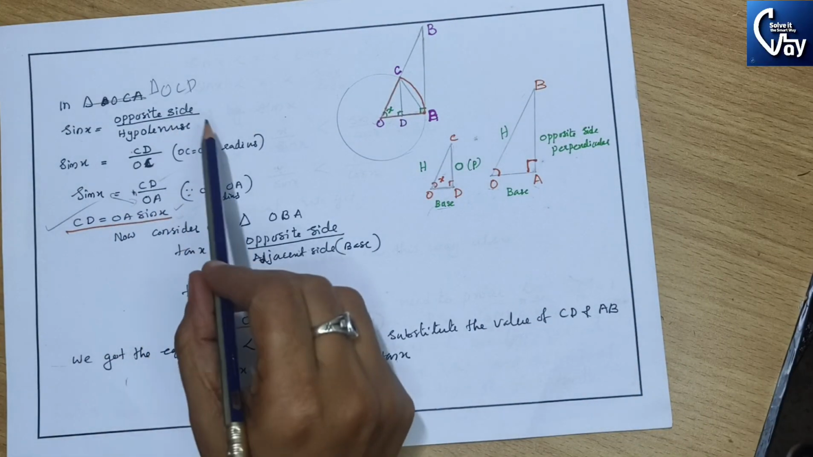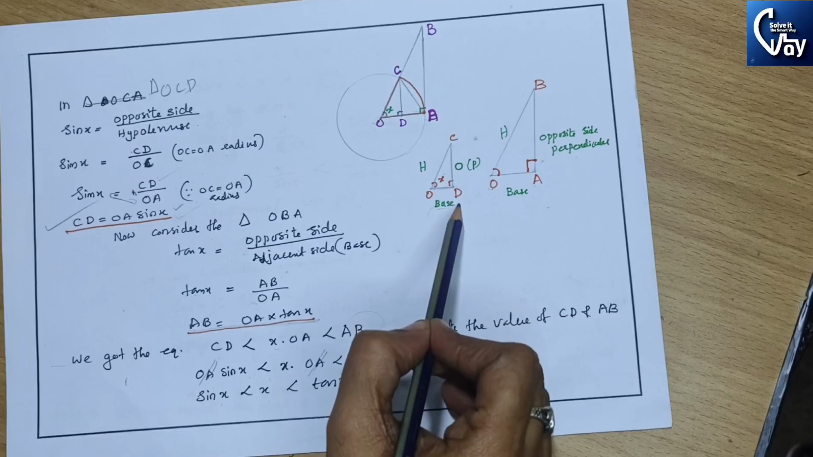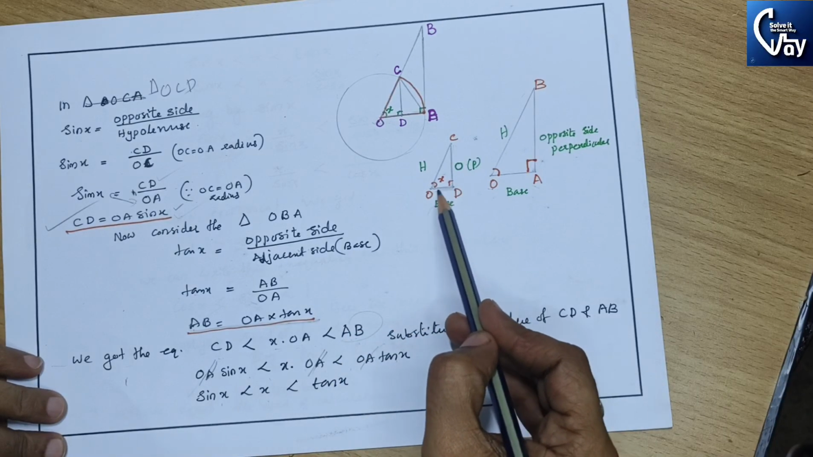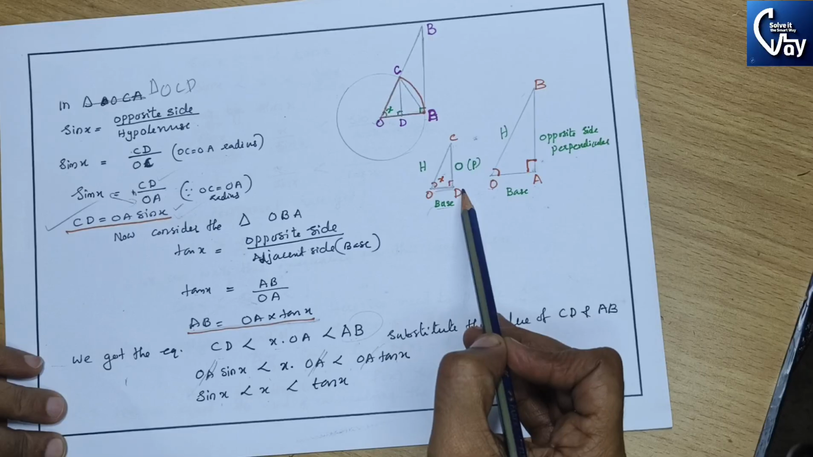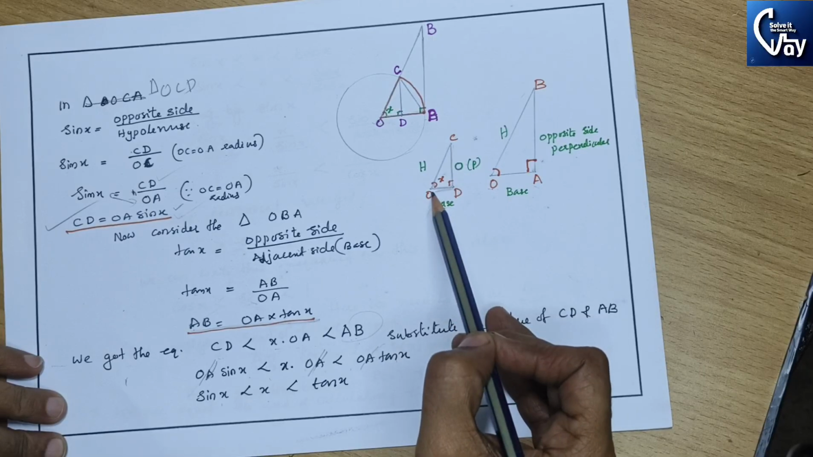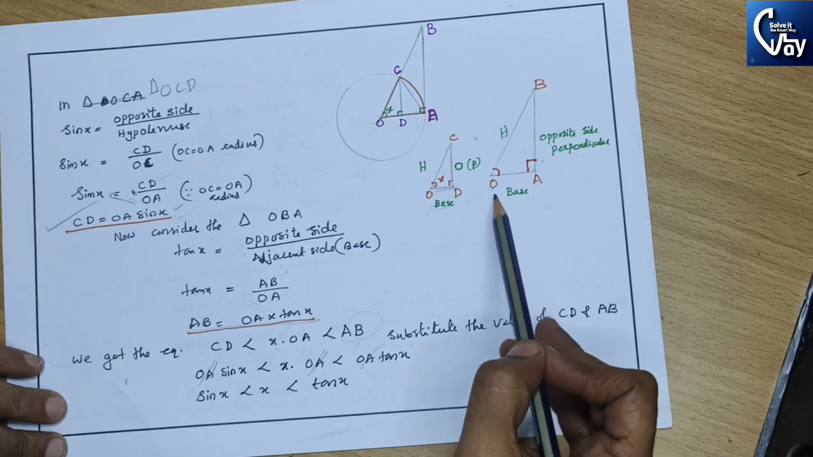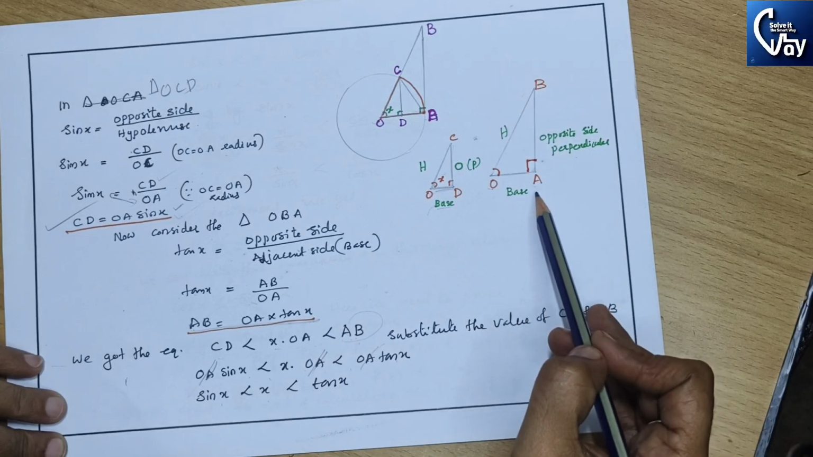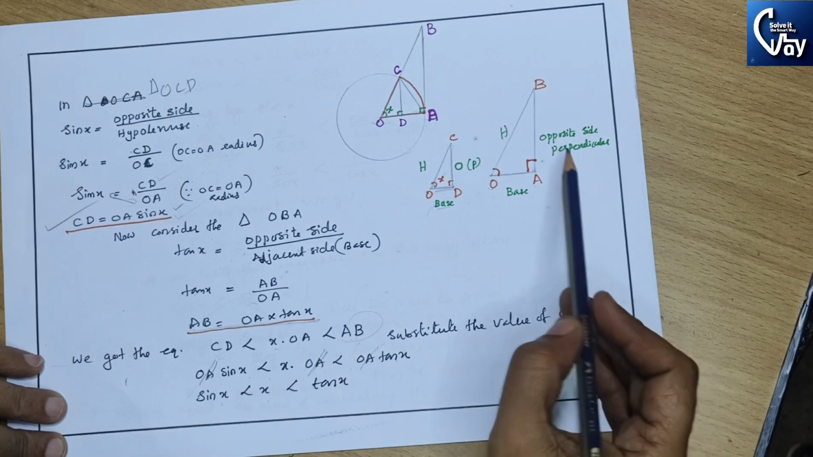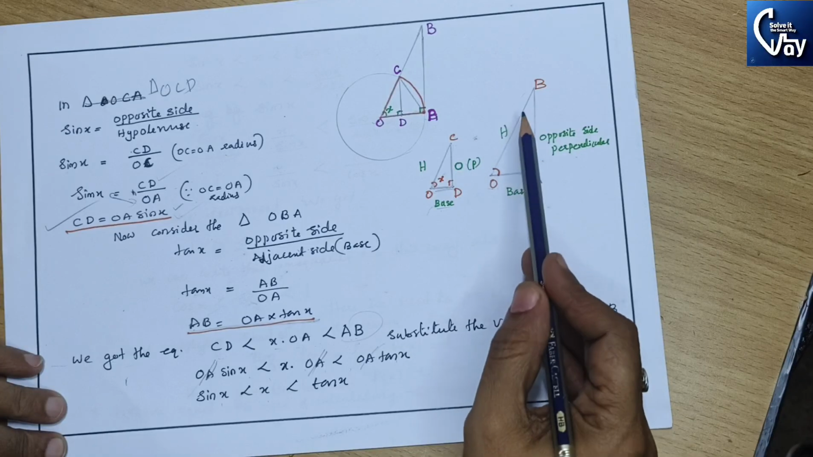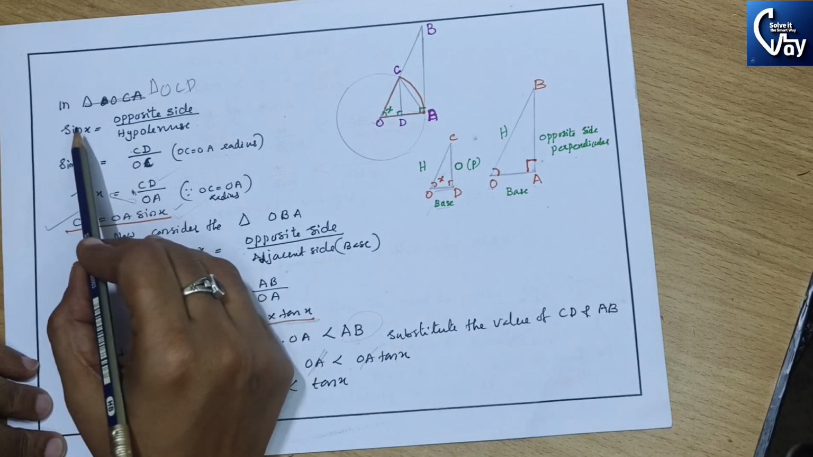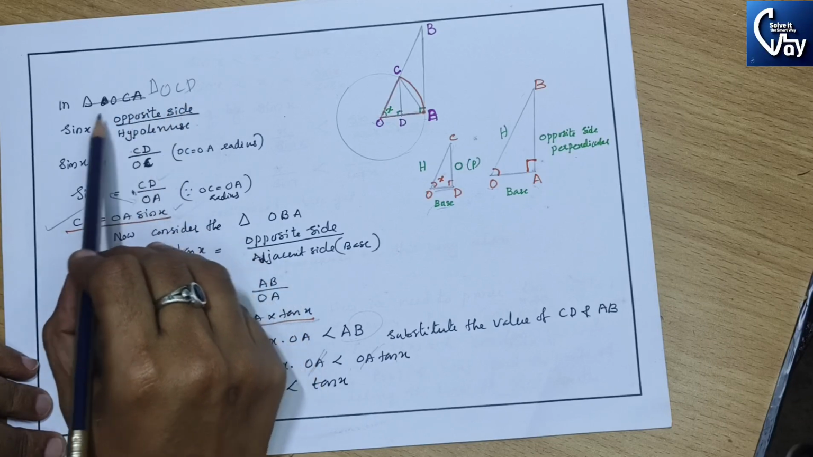Now consider the triangle OCD. Here OD is the base, CD is the opposite side, and OC is the hypotenuse. Now consider another triangle OAB. So OA is the base and AB is the perpendicular or opposite side. Then OB is the hypotenuse. So consider the triangle OCD.